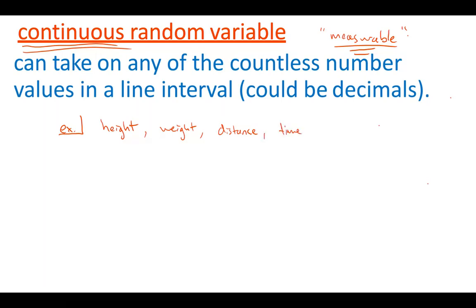So anything that can take on decimal values. Any measurement of time would typically be a continuous random variable as well. So things that you can measure. If you measure it, it's continuous. If you count it, it is discrete. We'll have lots of practice over that.